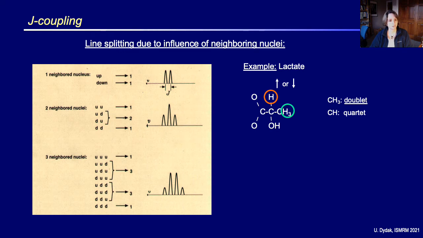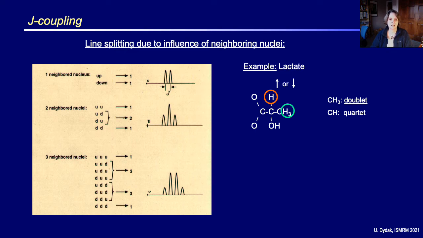If you now have two neighboring nuclei that are close enough so that you feel their influence, so that you're coupled to them, then their spins can both look up or both down, or one looks up, the other down, and vice versa. So your signal will split into a triplet with a ratio of 1 to 2 to 1. If you have three nuclei, then the situation gets more complex, as you can see in this example over here, with 3 times up or 3 times down and all the combinations in between, giving rise to a quadruplet in this case, and so on.